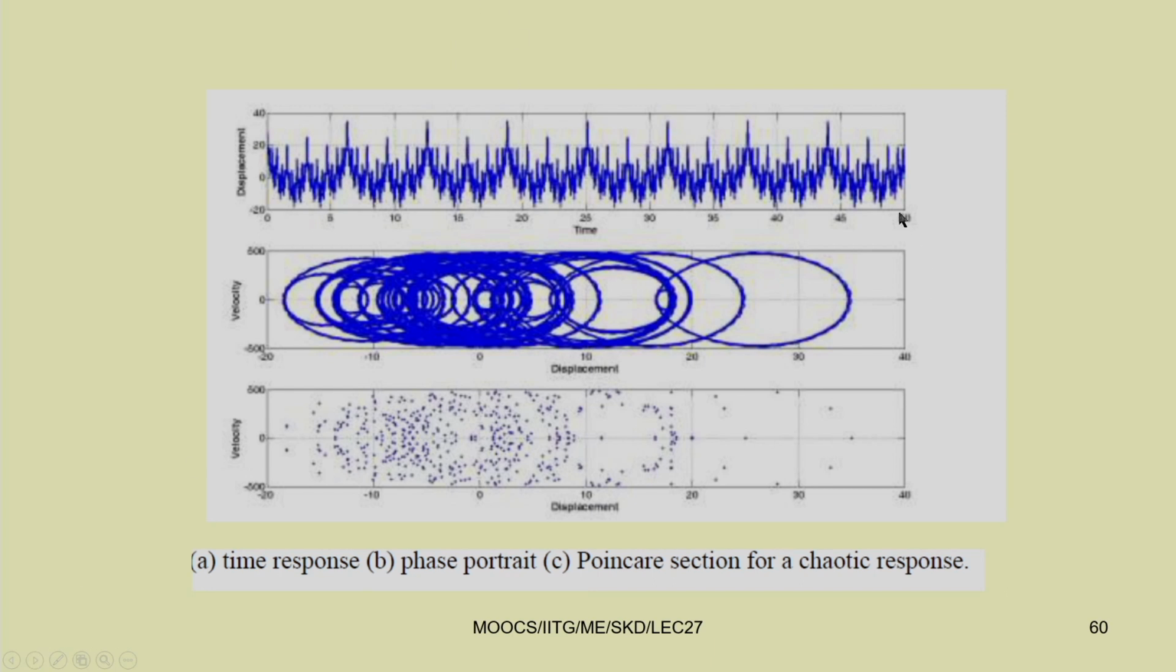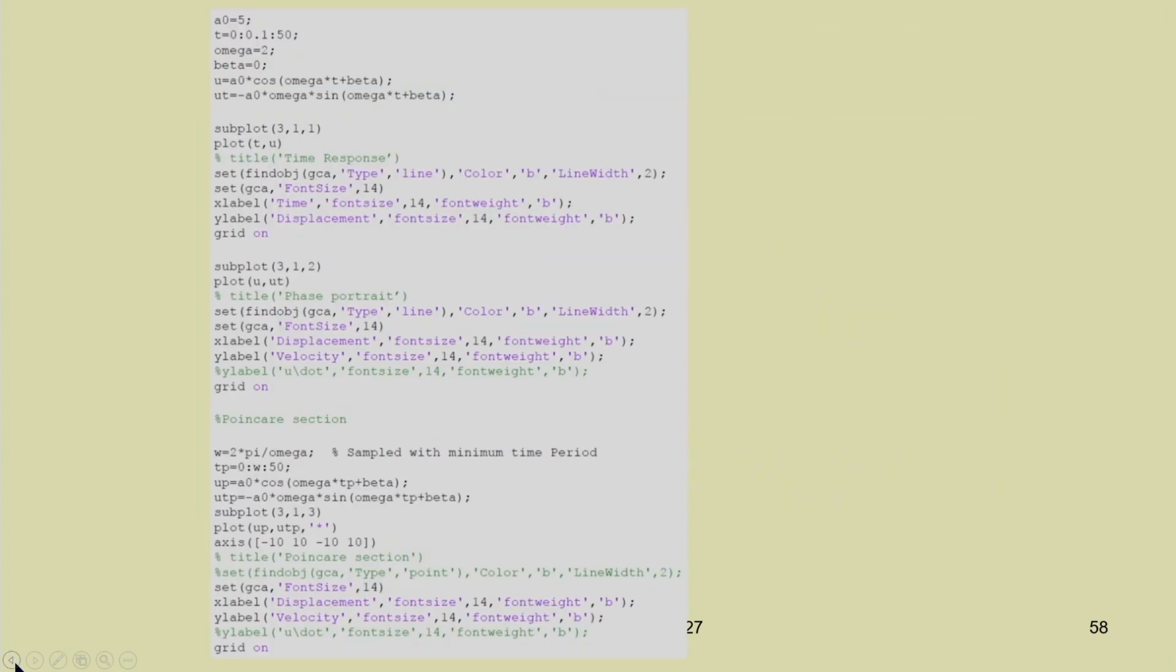If you have a chaotic response, then the Poincare section is filled over the whole space. If you sample it with the lowest time period, it fills up the whole space. This way, by using the Poincare section, you can characterize the periodic, quasi periodic and chaotic responses. In case of the periodic response, what I have shown you is the single period.